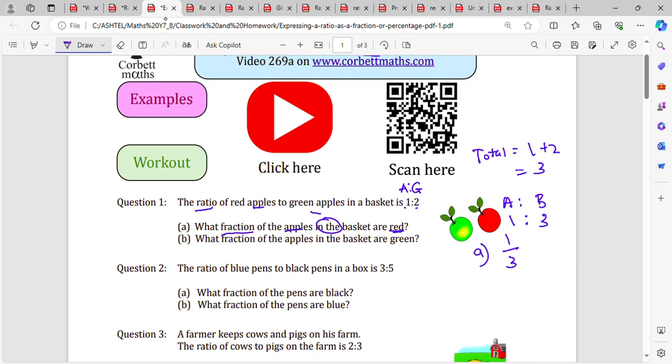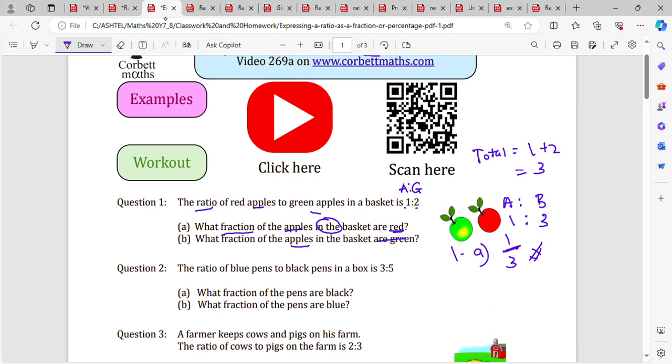This is your answer for 1A, 1 over 3. You just change the colon to the over here. Okay, then B, what fraction of the apples in the basket are green?